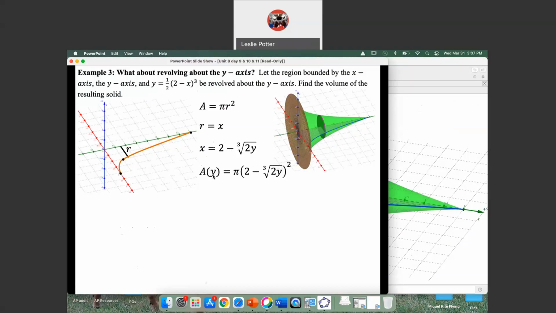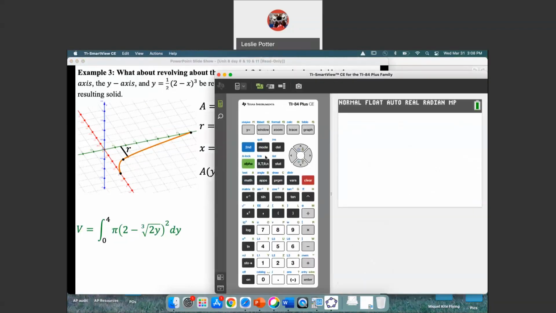So our area function in terms of y is pi times the radius squared, where the radius is just the x coordinate. We are integrating that from 0 to 4 because we're stacking those circular cross sections starting here all the way up here. It's pi times this squared. So grabbing our graphing calculator and putting that in, we're going to use the math template, going from 0 to 4. There we go.